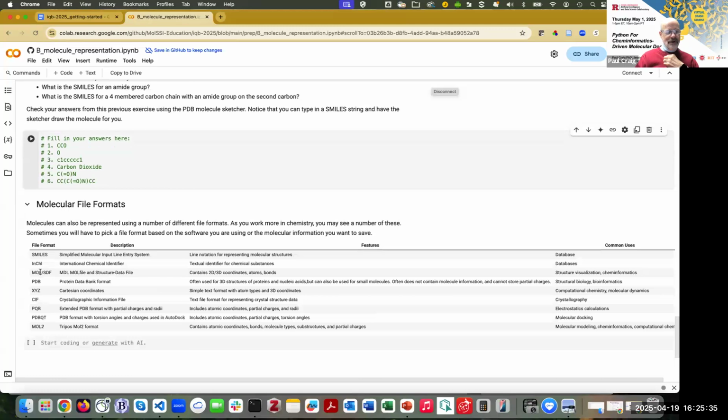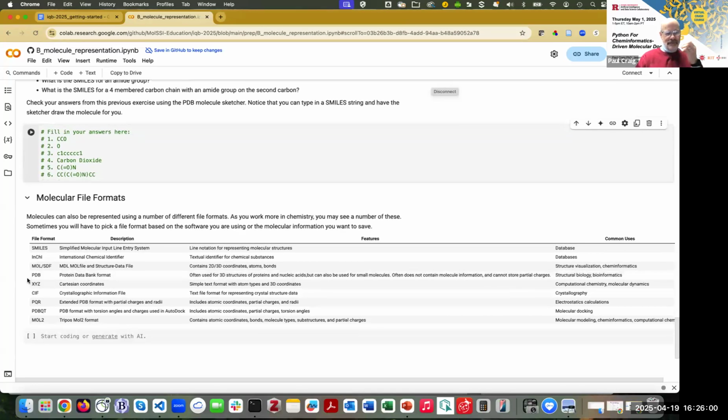Now, there are a number of molecular file formats out there, and I'm not going to read through this whole table for you, but just to say SMILES string is one that we just used. There's also something called InChI, for International Chemical Identifier. MOL or SDF, those are structure files. They can have two-dimensional or three-dimensional coordinates. PDB stands for Protein Data Bank, and that contains the coordinates for proteins or for any molecule, actually, three-dimensional coordinates, but it also has a lot of room for additional information.